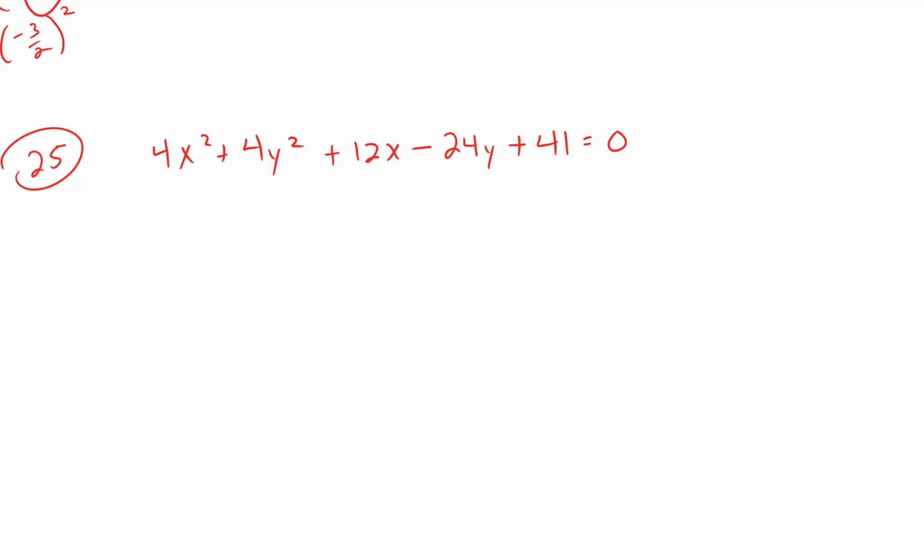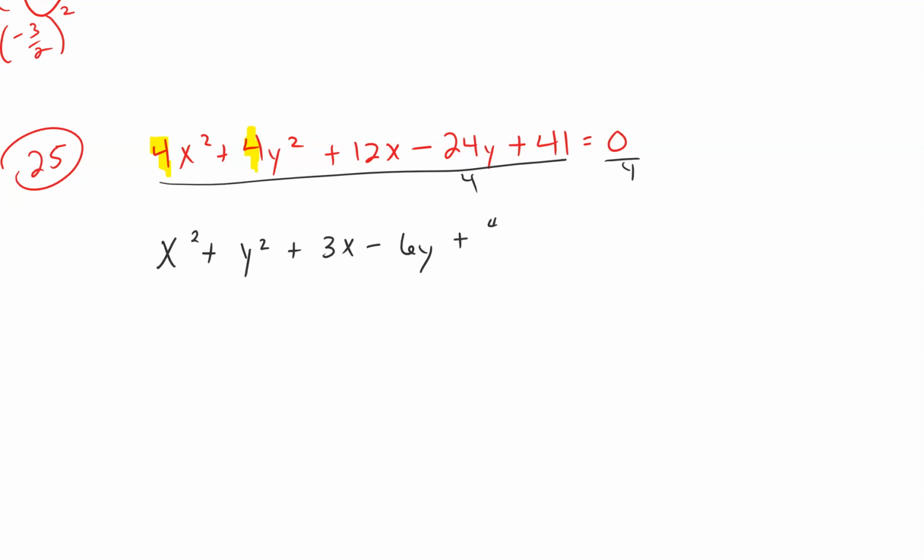Well, the issue with this one is right here. We have coefficients in front of the x squared and the y squared. They both have to be the same if this was even going to be a circle. Just know that. But I need them to be 1. So what I'm going to do is divide everything in this equation by 4. So we get this new equation, x squared plus y squared plus 3x minus 6y plus 41 over 4 is equal to 0. Now we're set up, and I have to use completing the square twice because I have an x to the first and I have a y to the first variable.